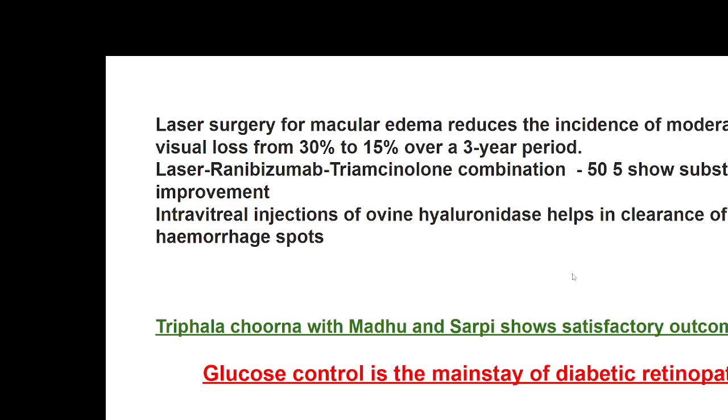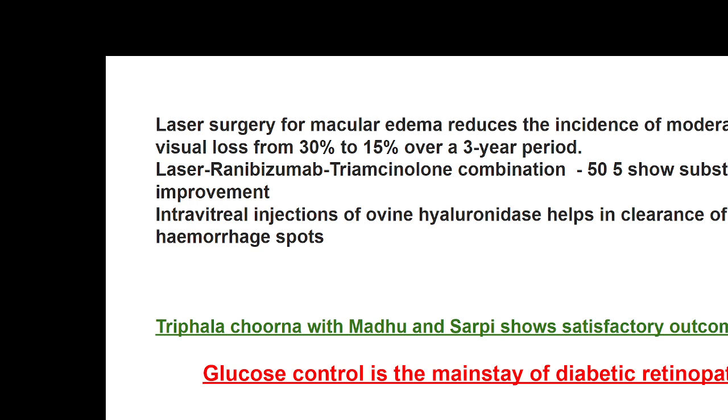Now, in the present-day situation, the mainstay of the treatment protocol is glucose control, particularly in diabetic retinopathy. In other conditions the protocol is mainly interventional, but laser surgery is supposed to be one of the ideal remedies in the early stages, and it can reduce vision loss from 30% to 15% over a 3-year period. See, retinopathy is a progressive condition, and if laser surgery is done in the non-proliferative stage, the proliferative stage can be avoided or postponed for a prolonged period. This is the standard protocol of the treatment now.